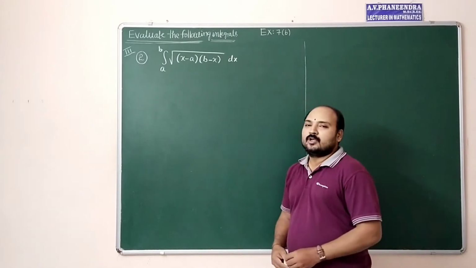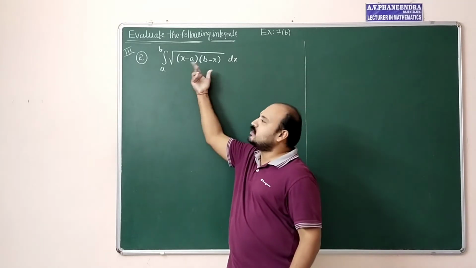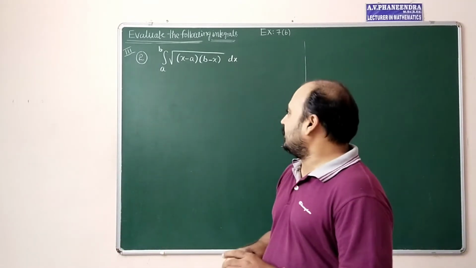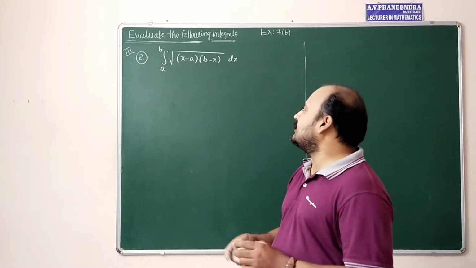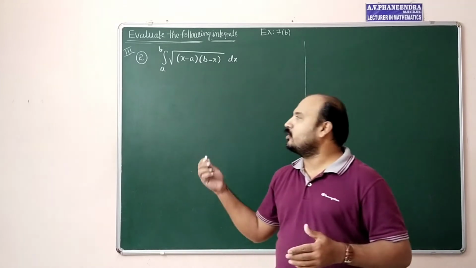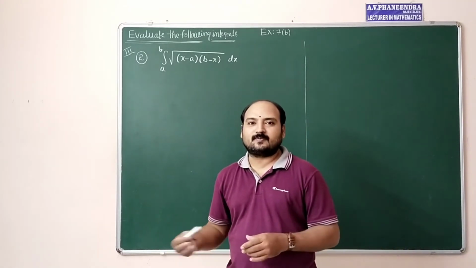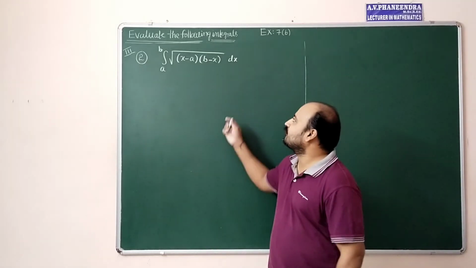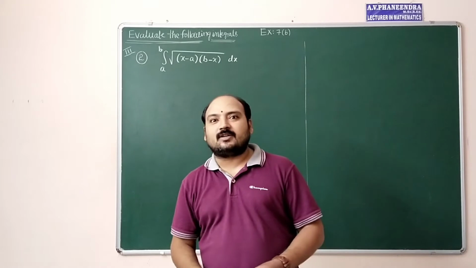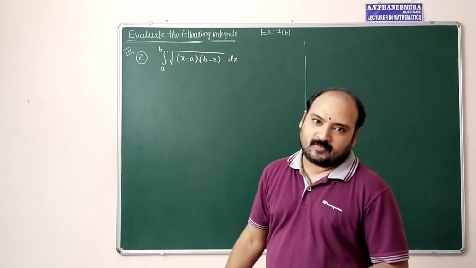Evaluate this question. To evaluate these types of problems, whether this value is in the denominator or in the numerator, we have two methods. One method I am going to introduce here, and the second method, if possible, I will explain that also. See here. Put x is equal to a cos square theta plus b sin square theta. This is the substitution method.